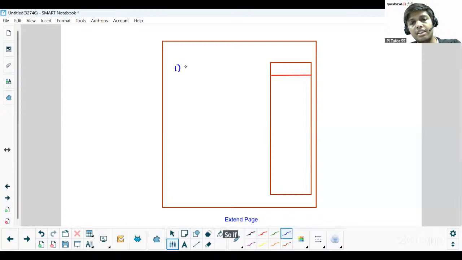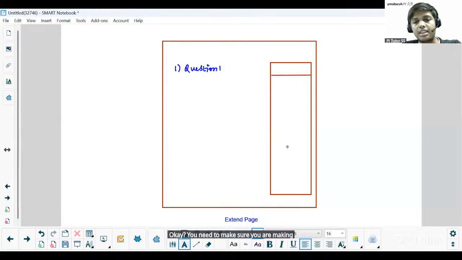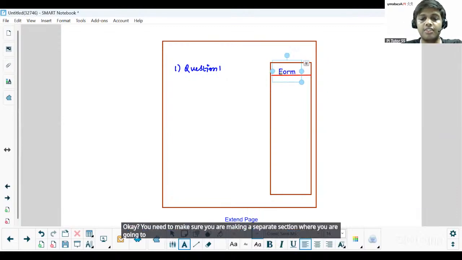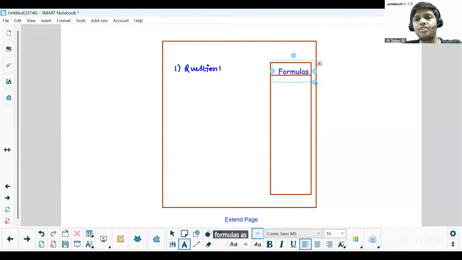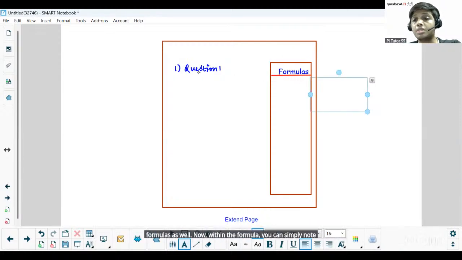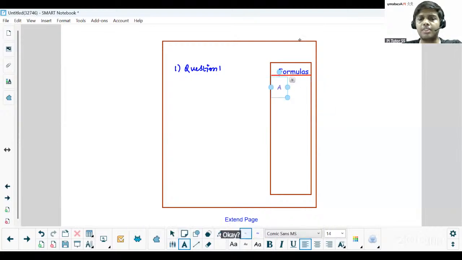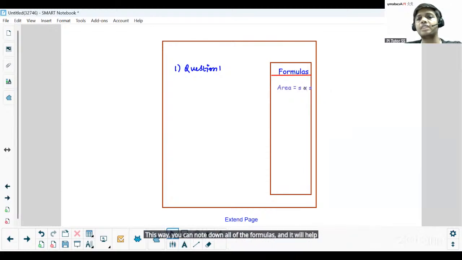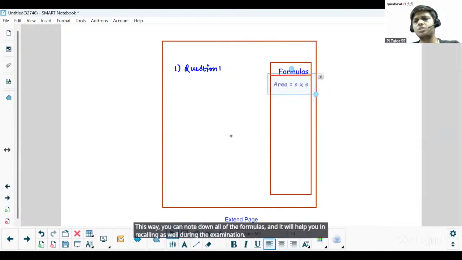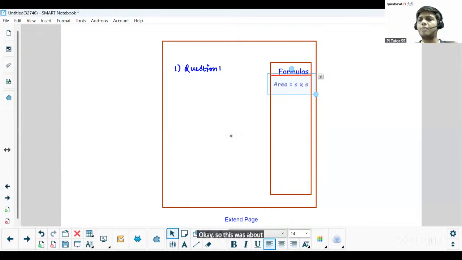So if it is question number one, you need to make a separate section where you note down the formulas as well. For this question, simply note down what exactly is the formula that you have used. For example, if you have used area, then write down area of square is side times side. This way, you can note down all of the formulas and it will help you in recalling them during the examination. So, this was about a general way of remembering such formulas.